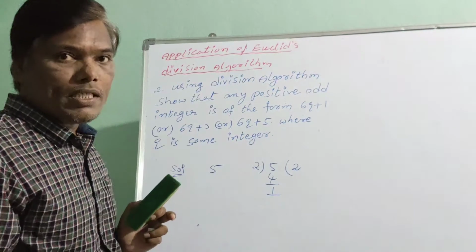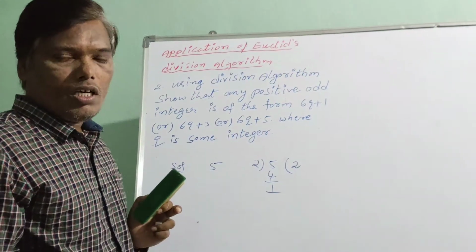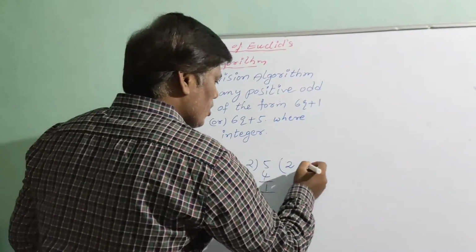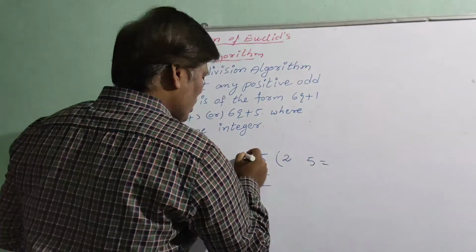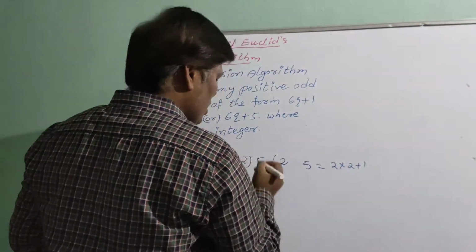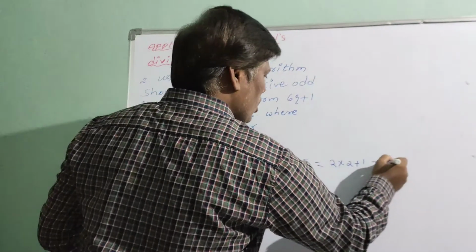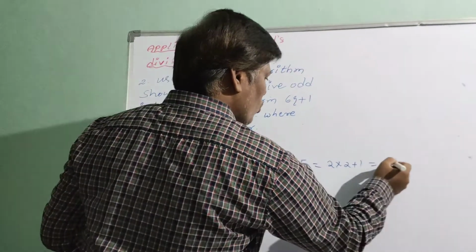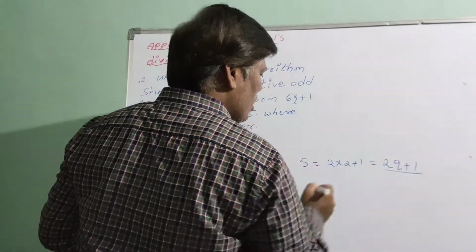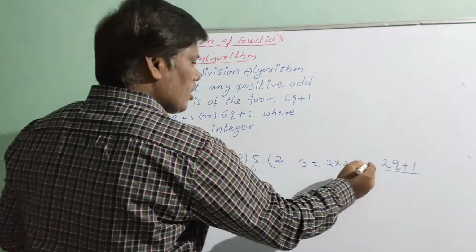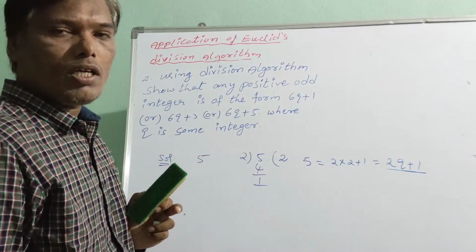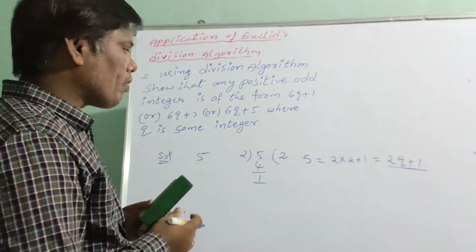And if you express it in the form of an equation, or in the form of a division lemma statement, then you will get 5 can be expressed as divisor into quotient, 2 into 2 plus remainder. Remainder is 1. So here the divisor is 2, the quotient is some q, plus 1. Here this number 5 is in the form of 2q plus 1.